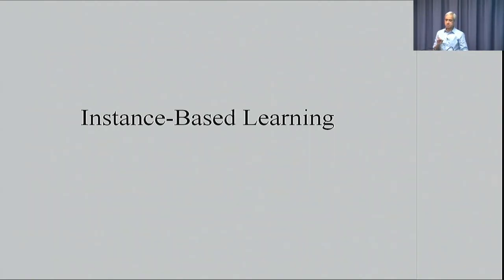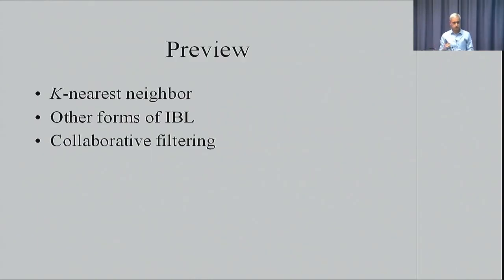which is the simplest type of learning that you will ever meet. So if you're in a real hurry, instance-based learning is hard to beat. So we're going to start with the simplest type of instance-based learning. It's called the K-nearest-neighbor algorithm.